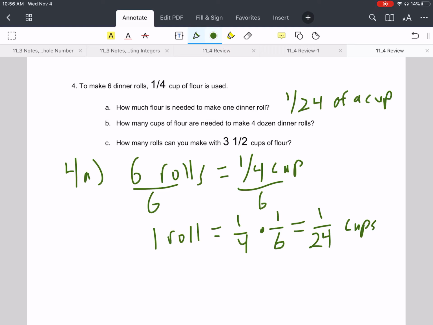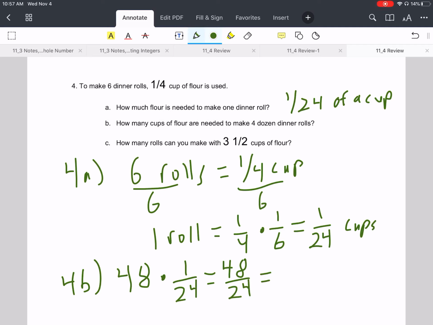For 4b, which is impossible to get correct if you get 4a incorrect, how many cups of flour are needed to make 4 dozen dinner rolls? So 4 dozen is 4 times 12, which is 48. And we're going to multiply that by 1/24 of a cup per roll. So that will equal 48 over 24, which simplifies to 2 cups. So we would need 2 cups of flour to make 4 dozen dinner rolls.